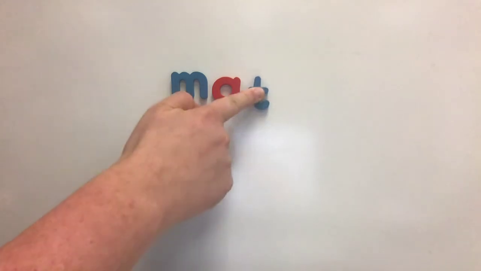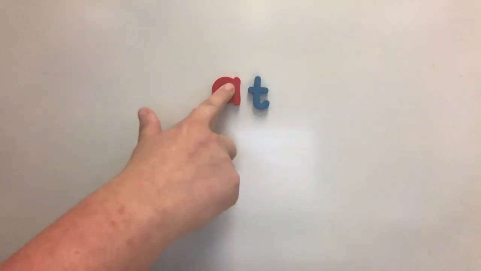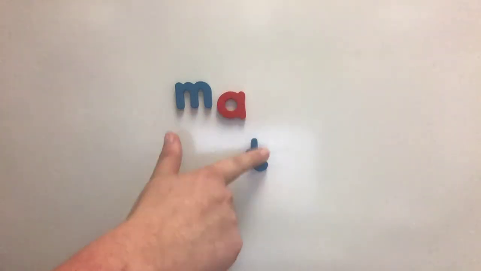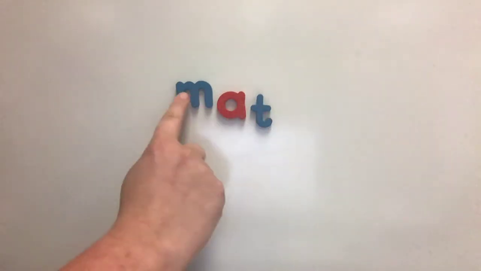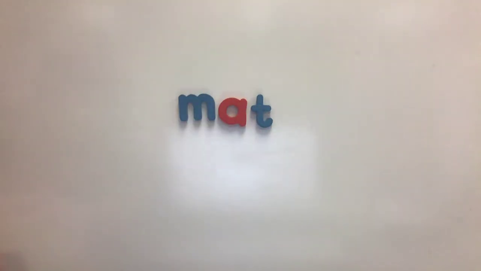At. Now you try it with me by saying the sounds. Watch my letters. At. At. At. Mat. Oh, I have a mat in front of my door. Repeat after me. I have a mat in front of my door, and a mat is like a rug.